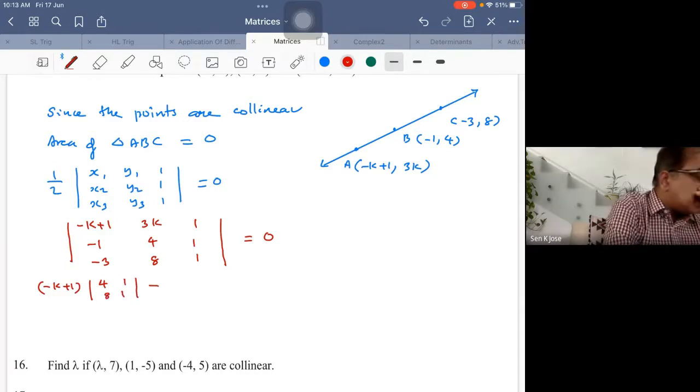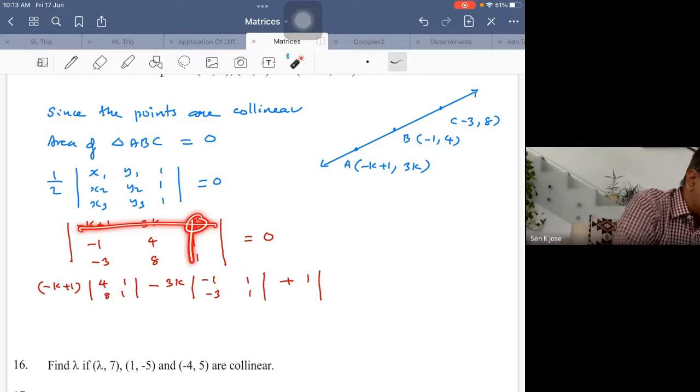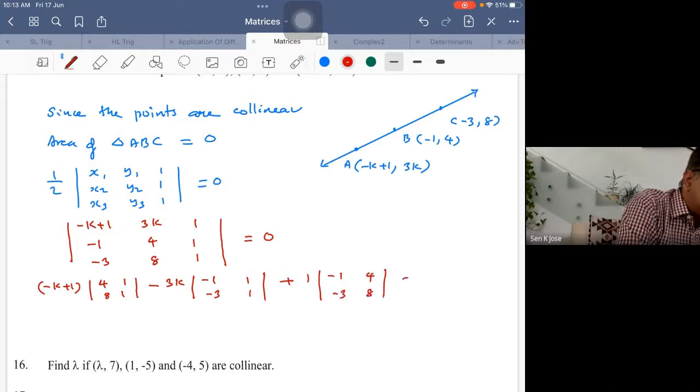Minus, the second position is minus. The element is 3k into its minor. For the element 3k, the minor is: delete the row and the column, 4 elements remaining. So that's going to be minus 1, 1, minus 3 and 1. Plus 1 into its minor: delete the row and the column it contains, the 4 elements. So you'll get minus 1, 4, minus 3 and 8, which is equal to 0.